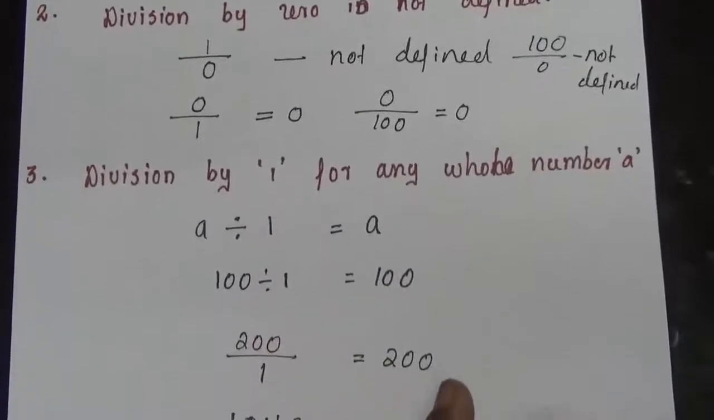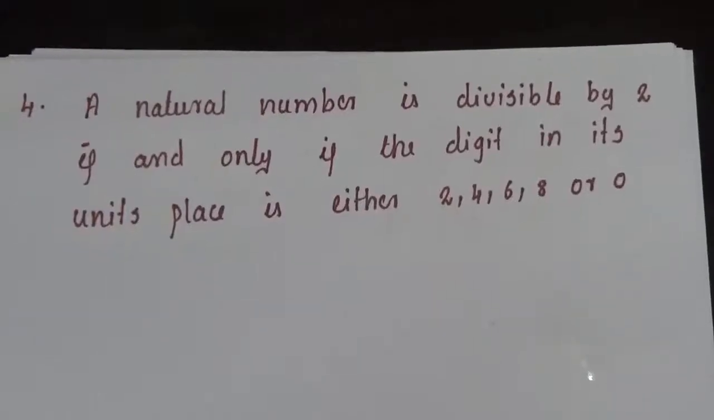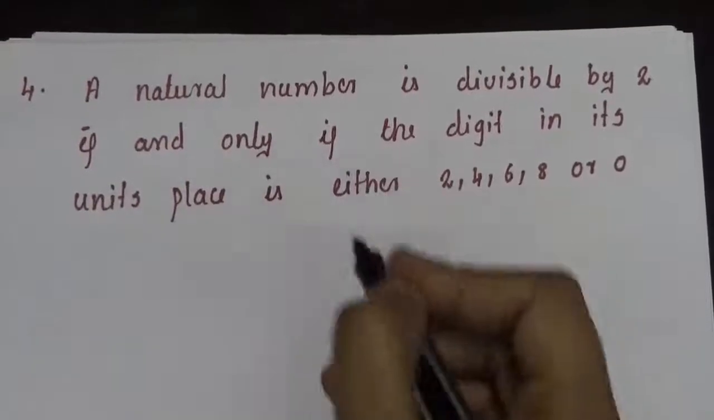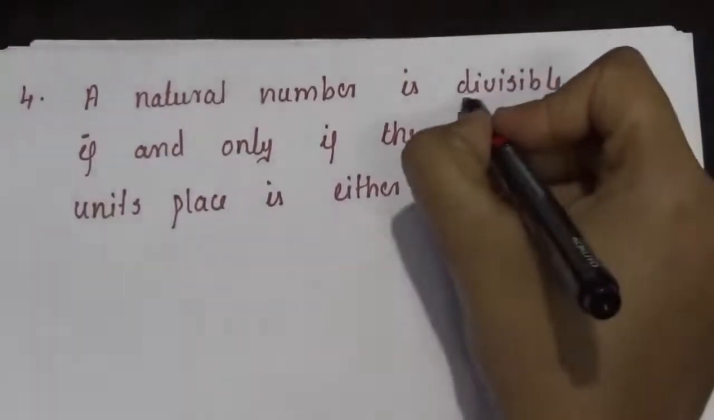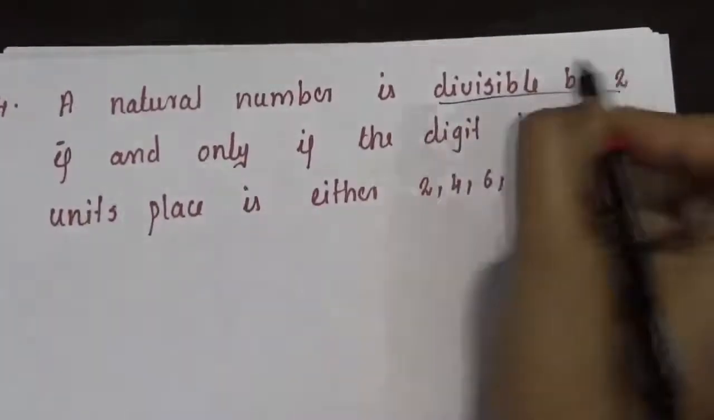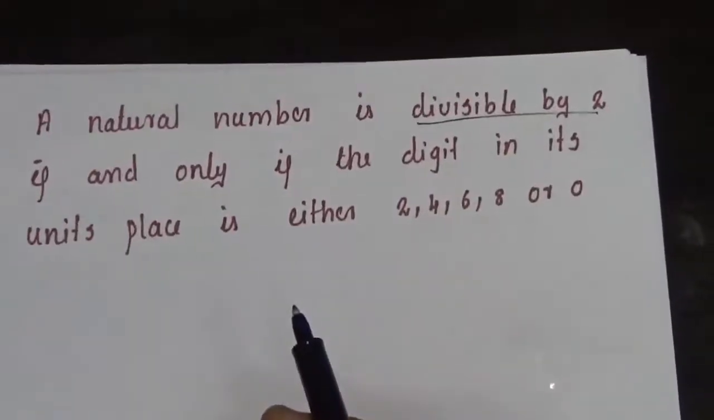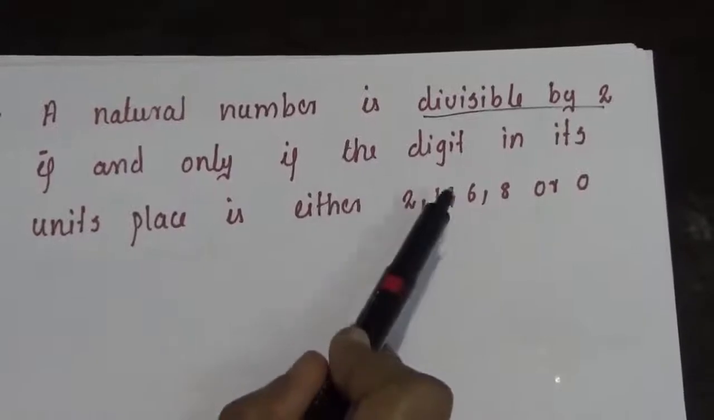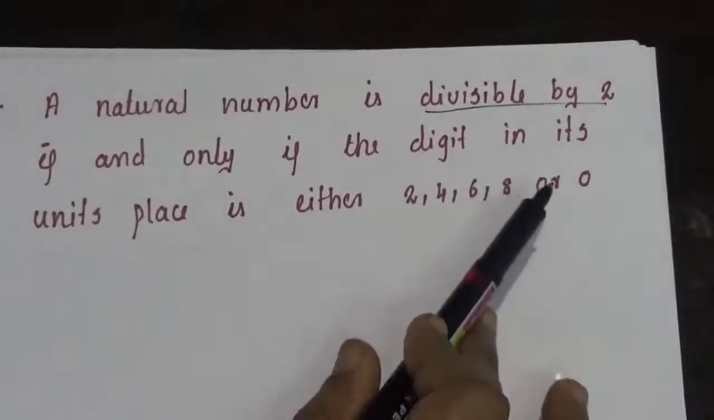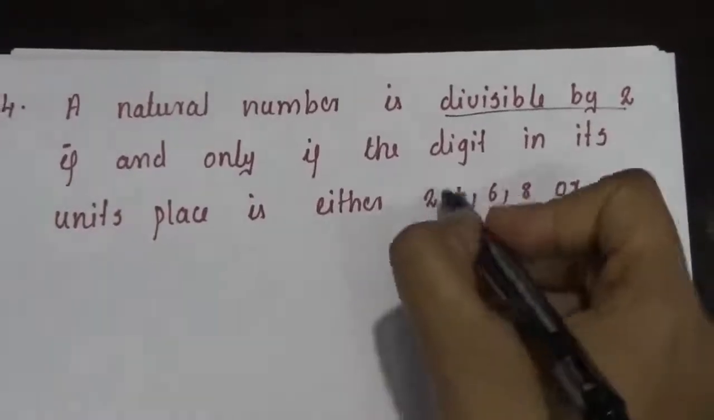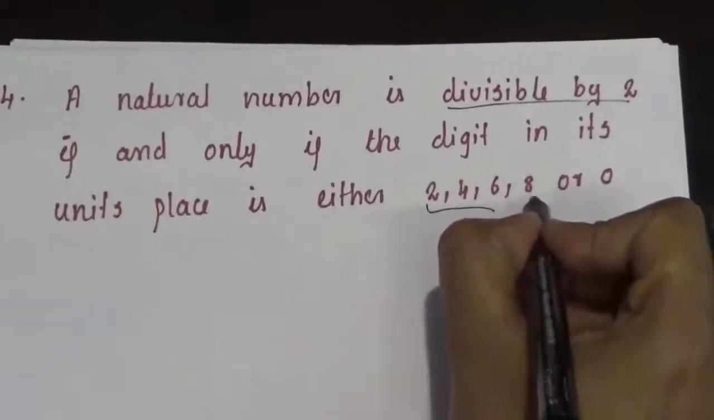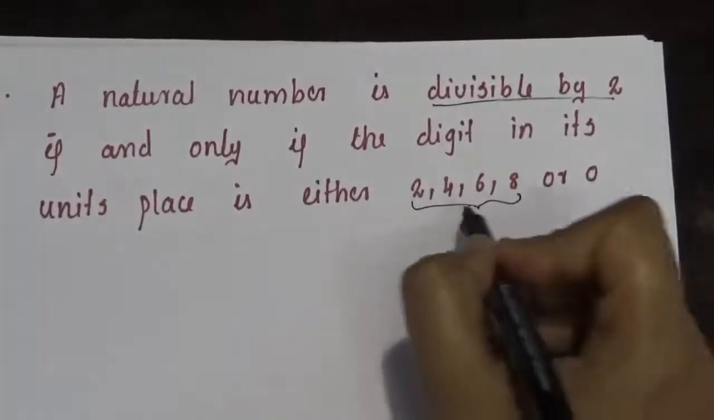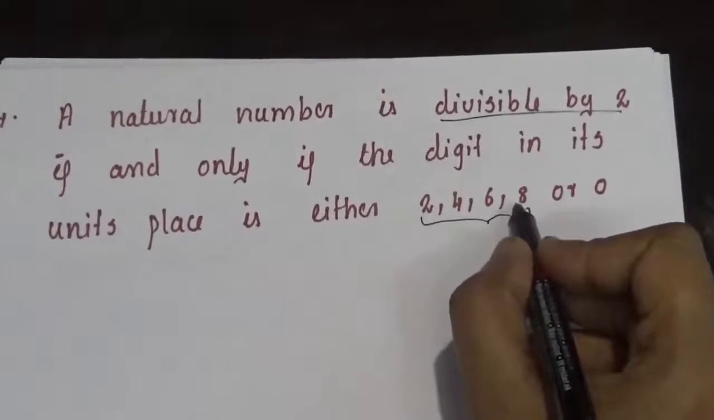A natural number is divisible by 2. That is the divisibility rule of 2. A number is divisible by 2 if and only if the digit in its units place is either 2, 4, 6, 8 or 0. What do you call these numbers, 2, 4, 6, 8? These are even numbers. So these numbers are divisible by 2.